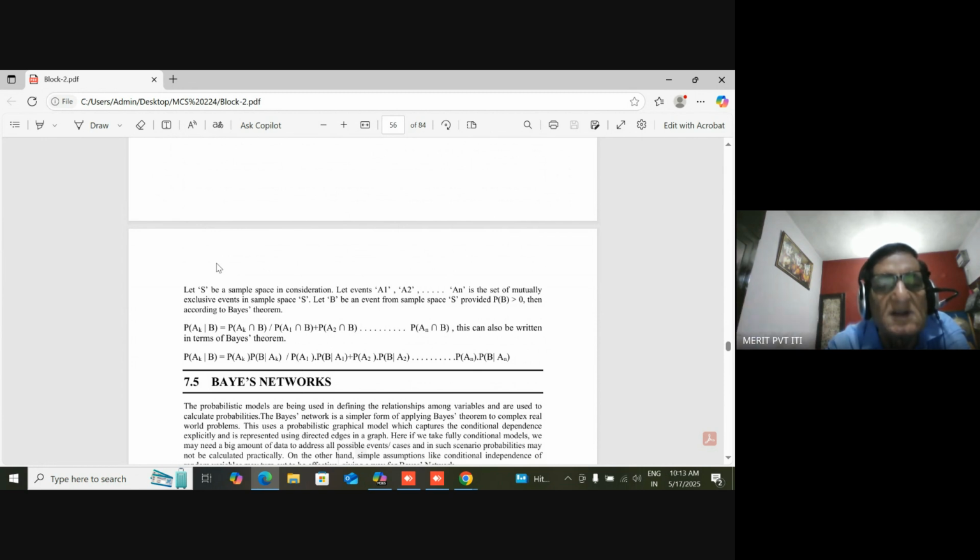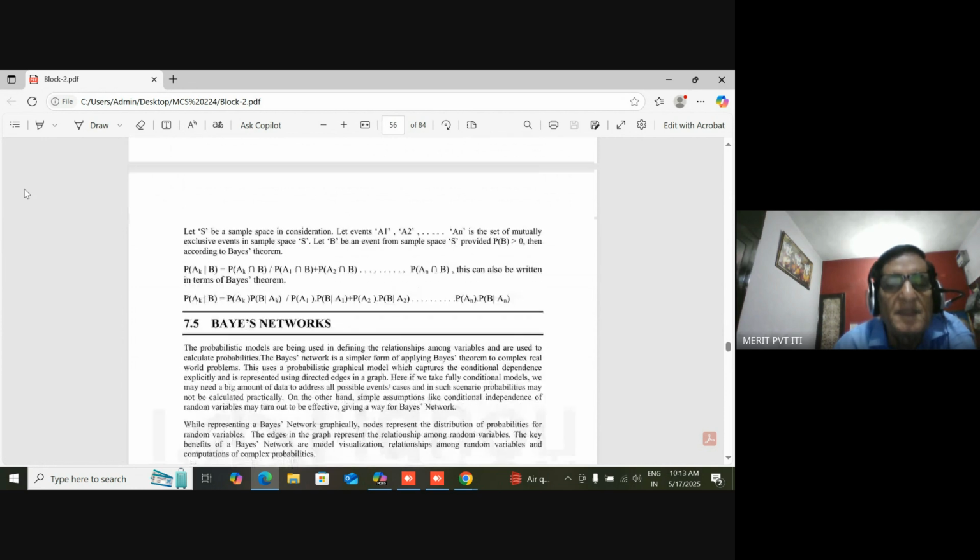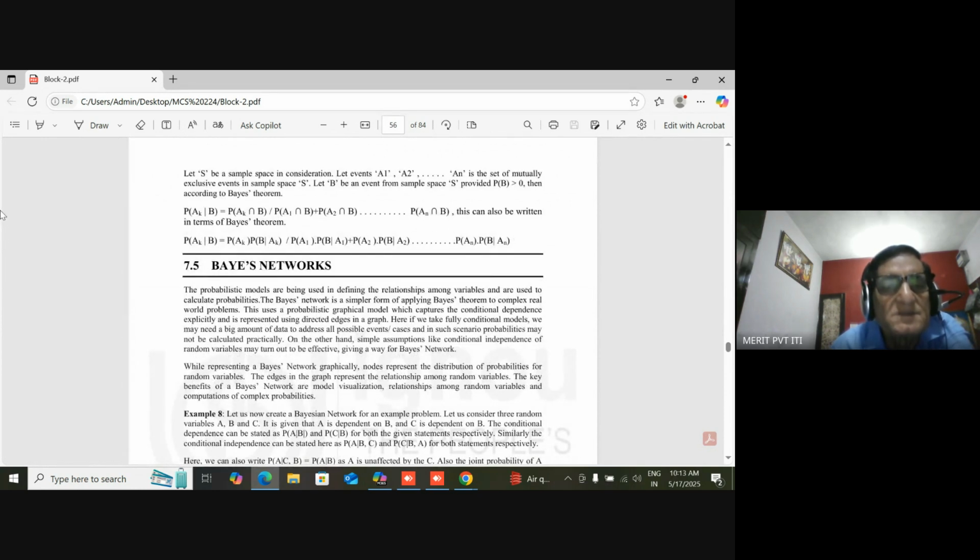All these things are there. This can also be written in Bayes' theorem: P(A|B) is equal to this. So this is the Bayes' theorem. Bayes' theorem becomes important for probability functions for all these things. So this is the Bayes' theorem. P(A|B) is equal to this, P(A|B) upon this, P(B) this upon this, so all these things.